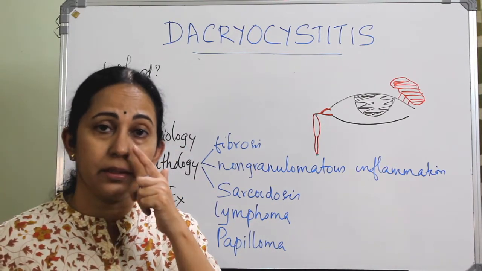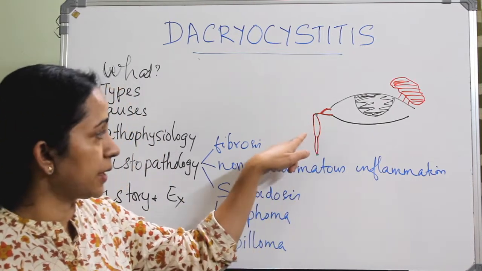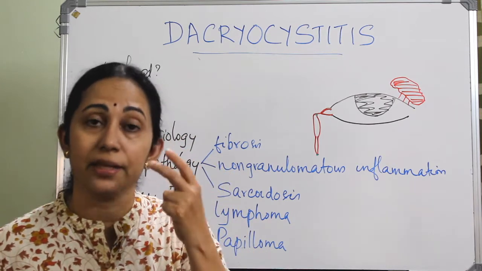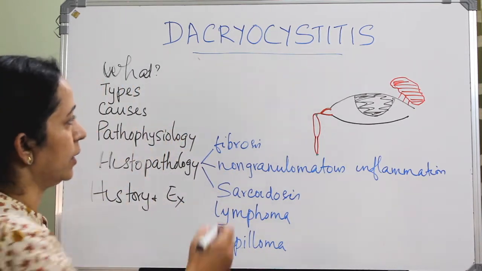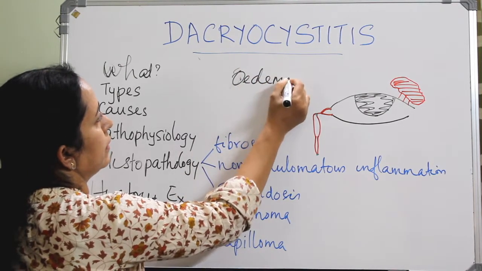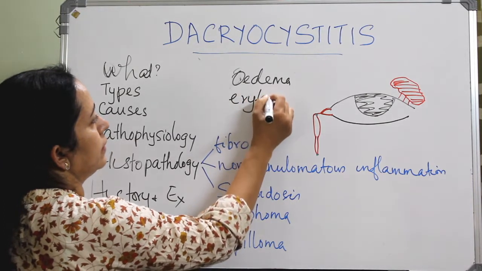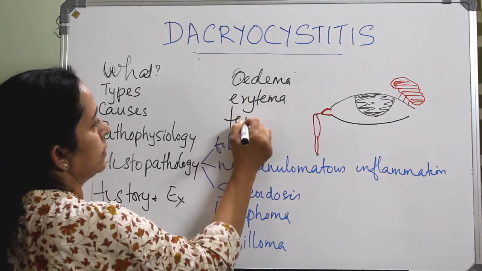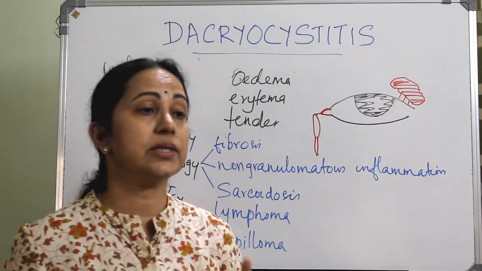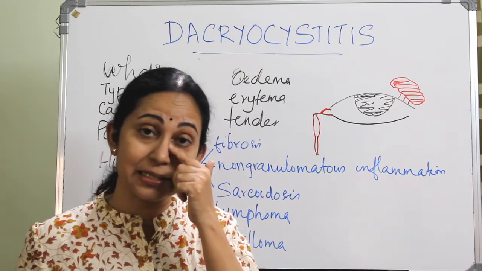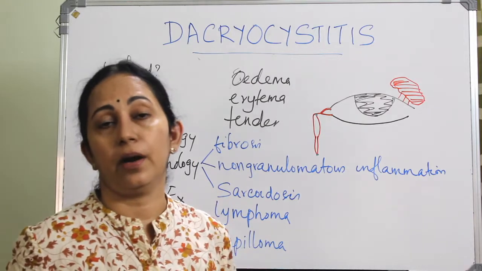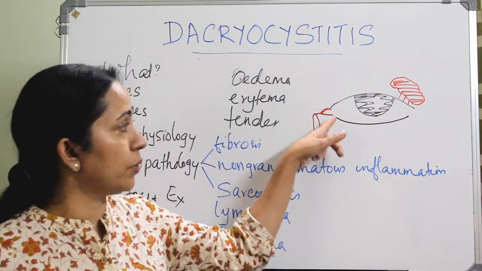On examination, at this point, this is the lacrimal sac, so the corresponding area will be swollen, and also reddish, erythematous, and can be tender. So there is edema, erythema and tenderness of the swelling on the inferomedial aspect of the orbit. It is usually seen in acute dacryocystitis. And on pressing this swelling, pus can be seen coming out from the lower punctum or from the upper punctum.